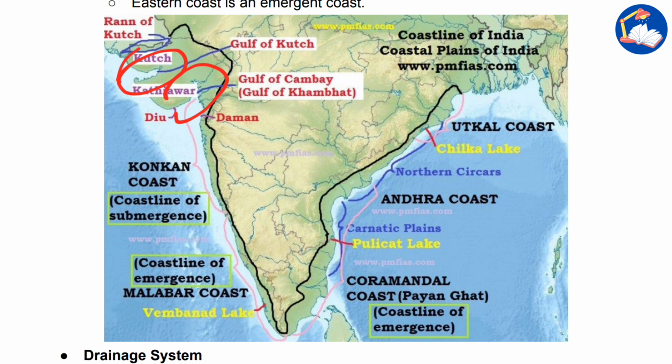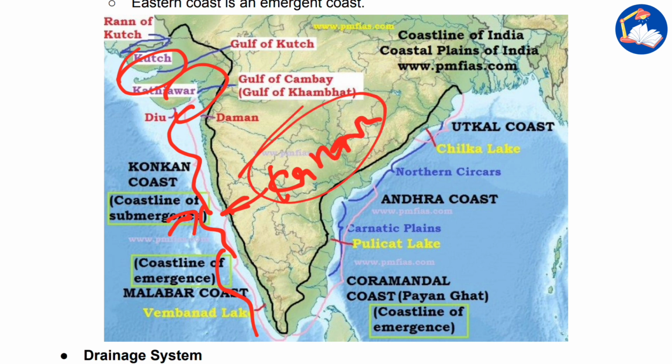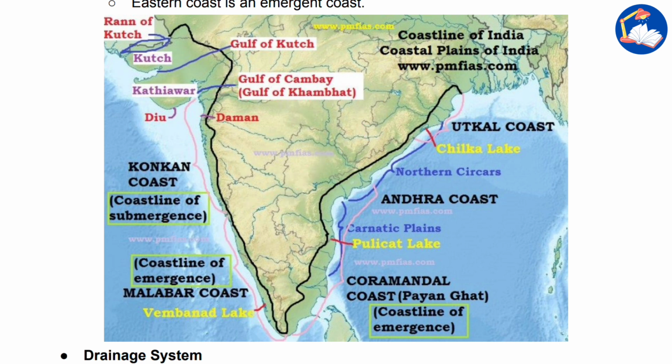Okay, now the Western Ghats coast is divided into mainly three portions: the Konkan coast, the Kanara coast, and also the Malabar coast. Okay, Konkan, Kanara, and Malabar. Kanara is not given on the map, it's actually this region that is called Kanara coast.